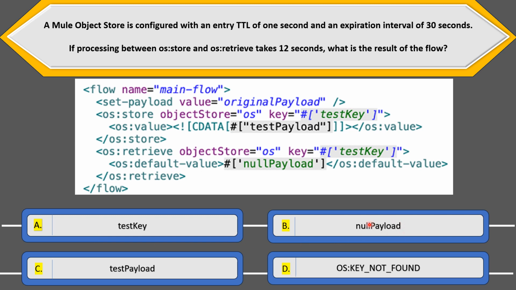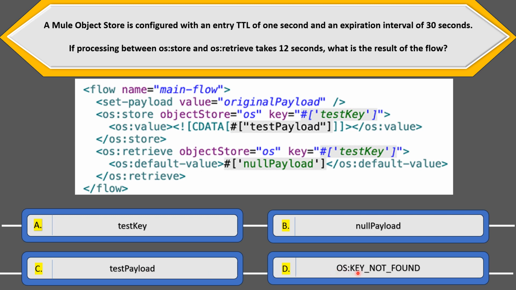Now, second is the null payload. So null payload would be the response when the entry is removed from object store. Which means when it tries to find the entry with the key test key, it doesn't find any value. But as the default value is set as null payload, this will get returned. So this is one of the candidates for the answer. Next is the test payload, which means that if the entry is still there in object store, in that case this test payload is returned. This is again one of the possible answers.